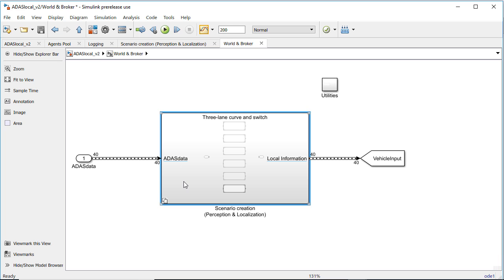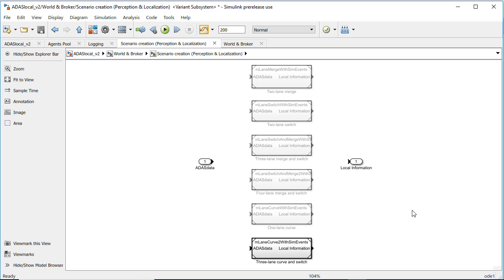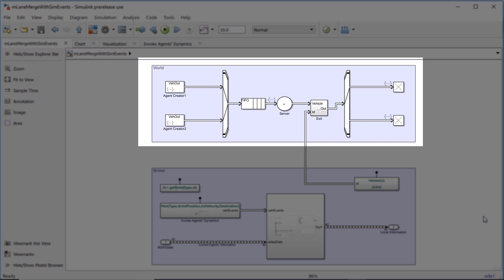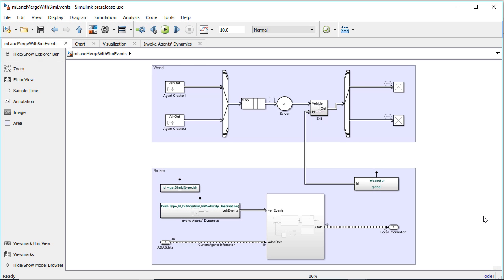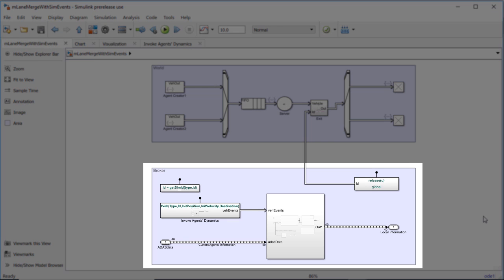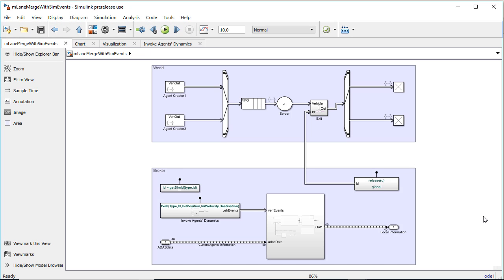The scenarios are modeled with variants, which allow you to make one block active based on a condition. If we look at the 2-lane merge scenario, we see a SimEvents world model where entities are generated, routed, queued, and terminated. What is connecting the agent pool's driver strategy models and the scenarios is a broker. The broker is the intermediary between the agents and world and gives information to the world from the agents and vice versa. It is the glue that combines the two domains together.